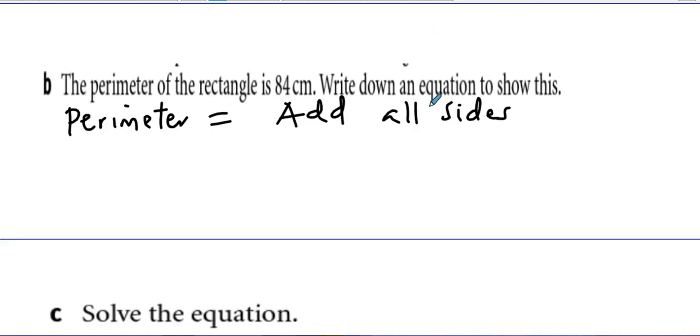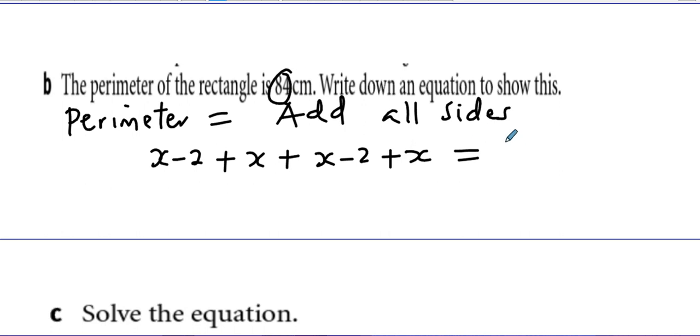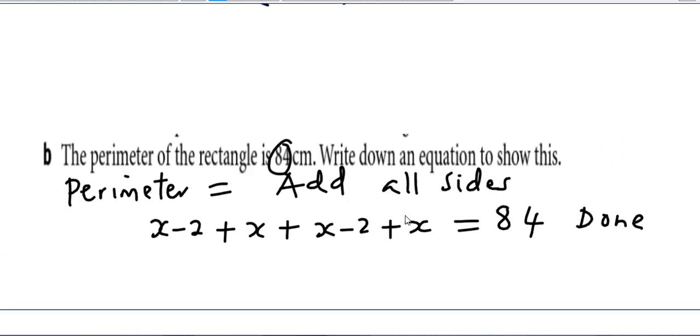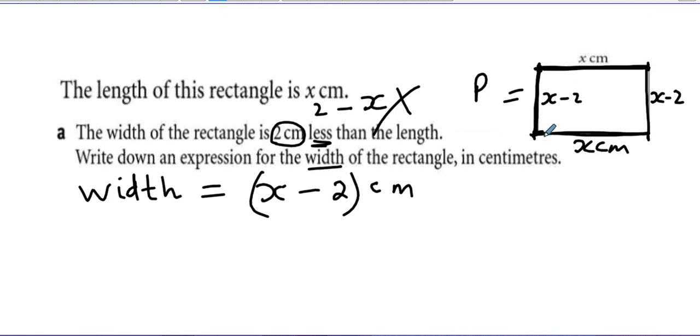So we have x minus 2 plus x minus 2 plus x. That equals perimeter, which is 84. So write down the equation. So it is done. The equation is done. Let me check it again. It will be x minus 2 plus x minus 2 plus x. That equals perimeter.